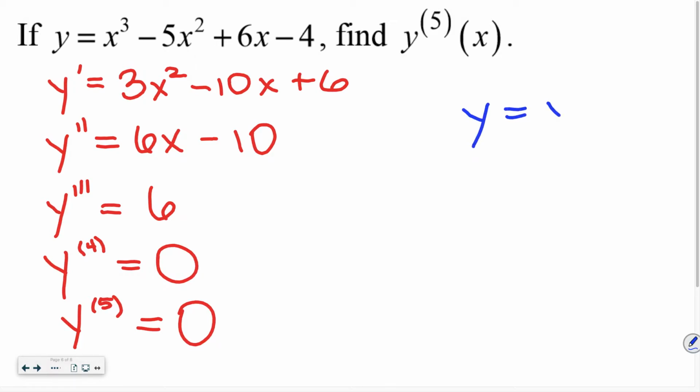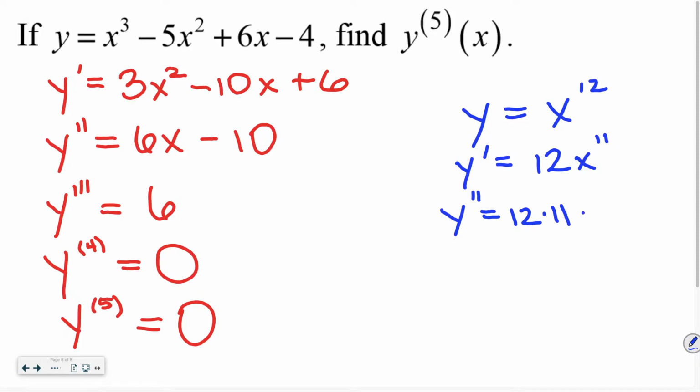Like, do you want to talk about something simple like x to the 12th power? Our first derivative, 12x to the 11. Our second derivative, 11 times 12, x to the 10th. Our third derivative, 12 times 11 times 10, x to the 9th. Do you see where this is going? Right. So when we have to multiply out 12 times 11 times 10, or we just put that there on the x.